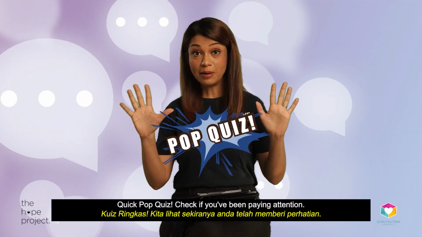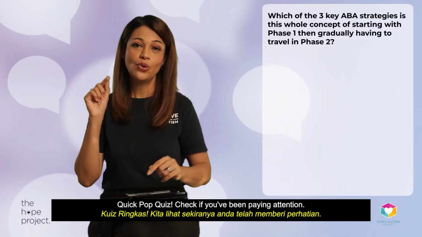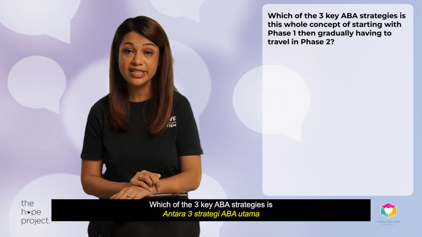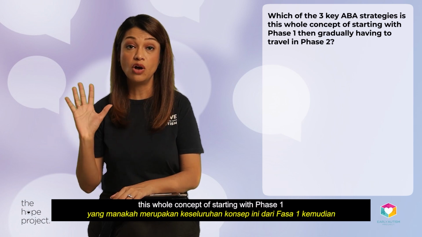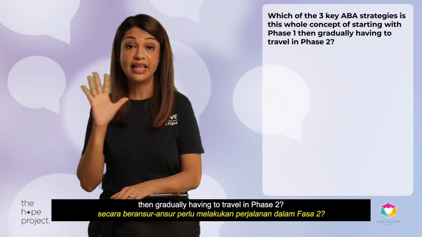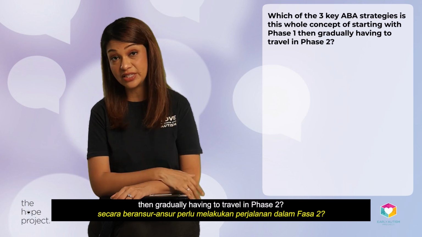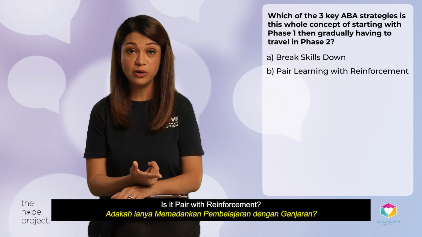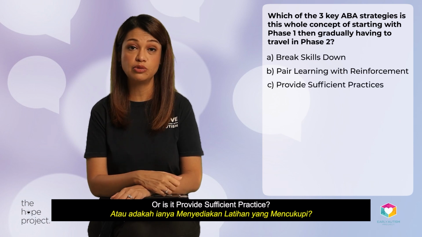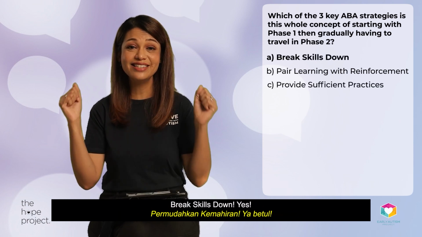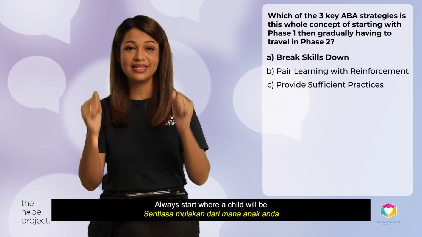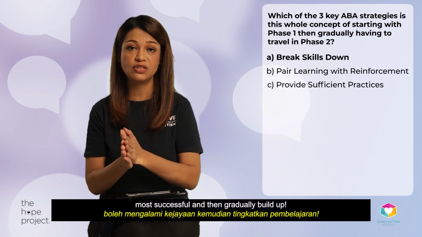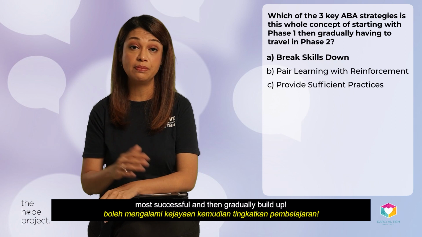Okay, quick pop quiz. Check if you've been paying attention. Which of the 3 key ABA strategies is this whole concept of starting with phase 1, then gradually having to travel to phase 2? Is it break skills down? Is it pair with reinforcement? Or is it provide sufficient practice? Break skills down, yes. Always start where a child will be most successful, and then only you gradually build up.